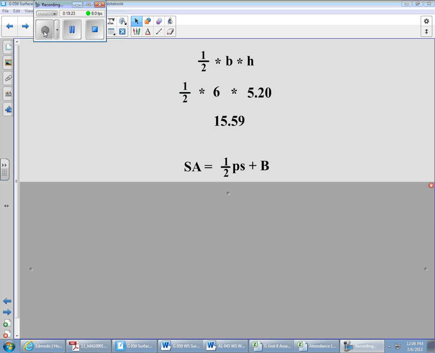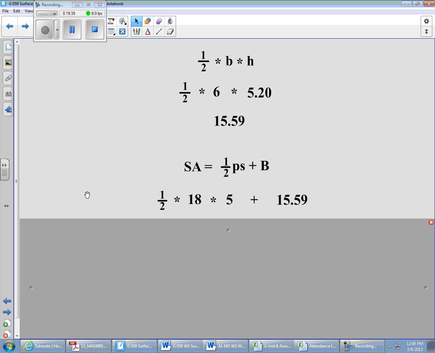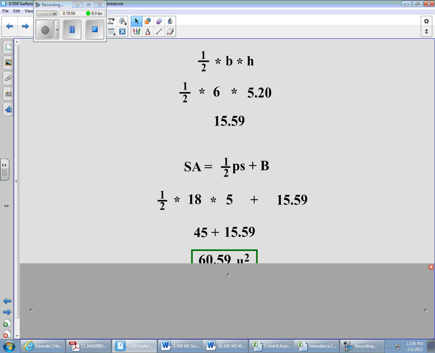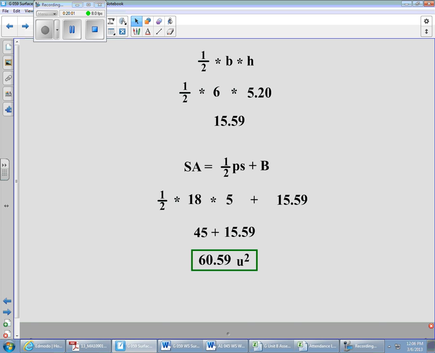Now plugging in information, the perimeter of the base, if I remember correctly, was 18. The slant height, if I remember correctly, was 5. And the area of the base we just figured out is in the ballpark of 15.59. So plugging in everything we found out, all we have to do is go to our calculator and figure out what this is going to be. Half of 18 is 9, times 5 is 45. And 45 plus 15.59 is 60.59. And there you go. Whatever the units are, inches, centimeters, millimeters, squared.